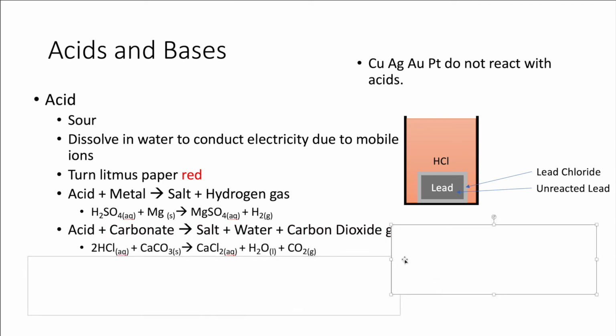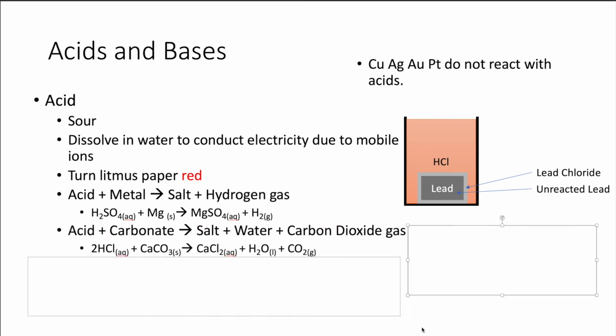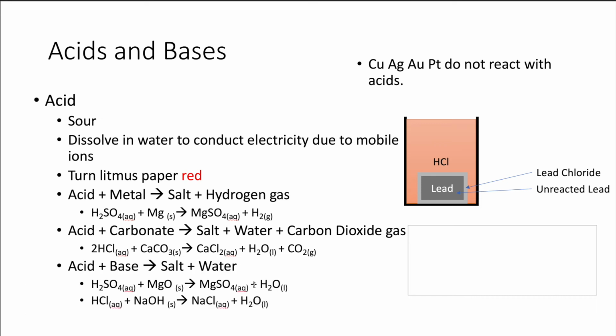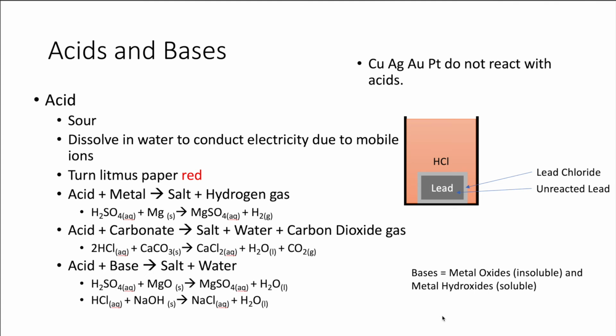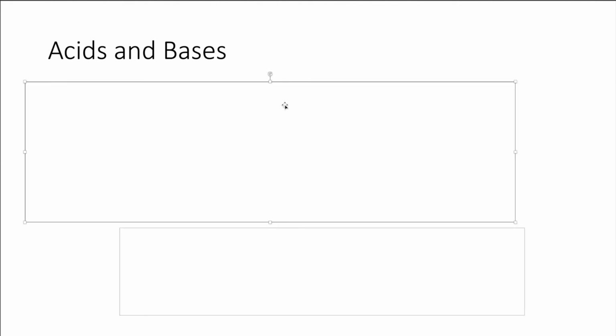Acids also produce carbon dioxide and water when reacted with carbonates. Here's an example. They also react with bases, which are metal oxides and hydroxides, to form salt and water. Here are some examples. Hydroxide is also a base, that is the soluble version. So a metal oxide is an insoluble base, while a hydroxide is a soluble base. We'll talk more about it later in this chapter.